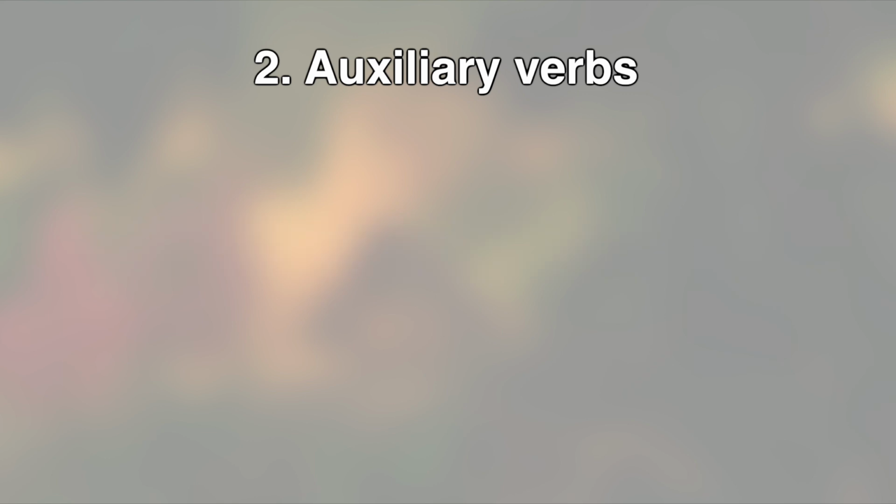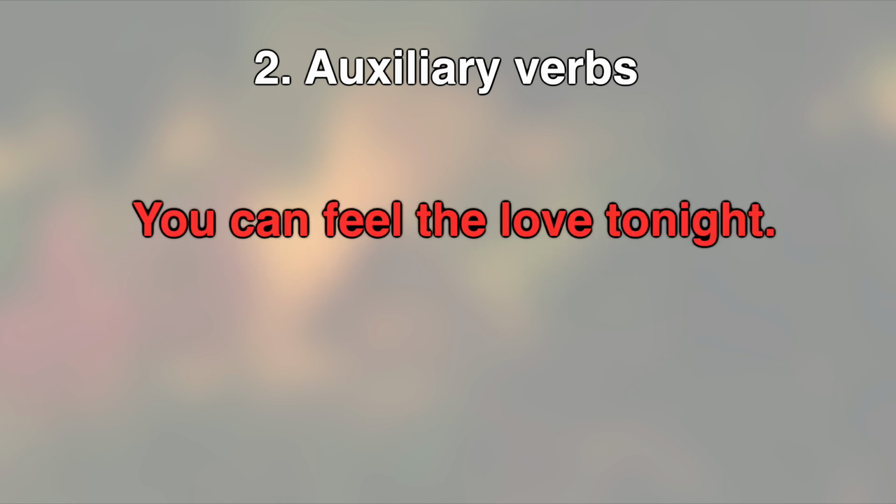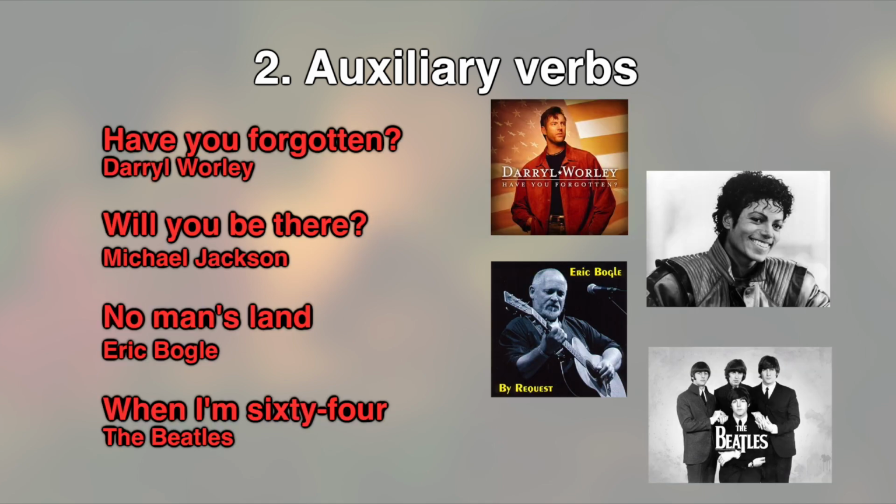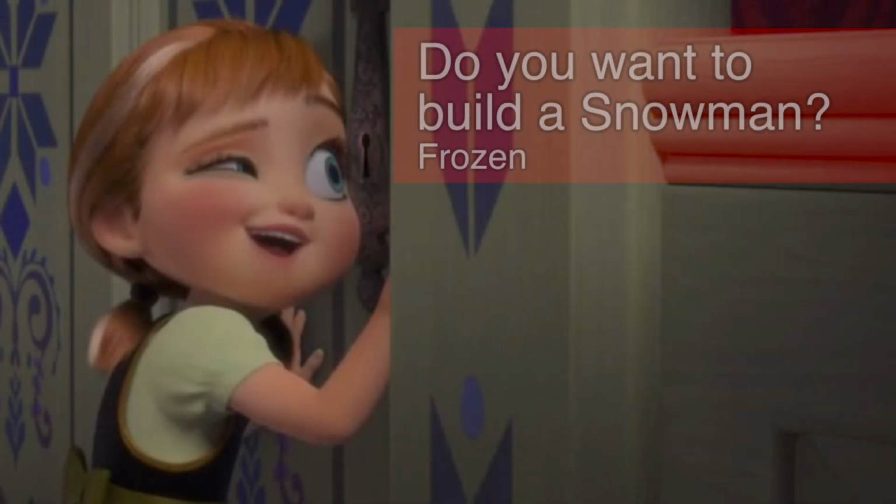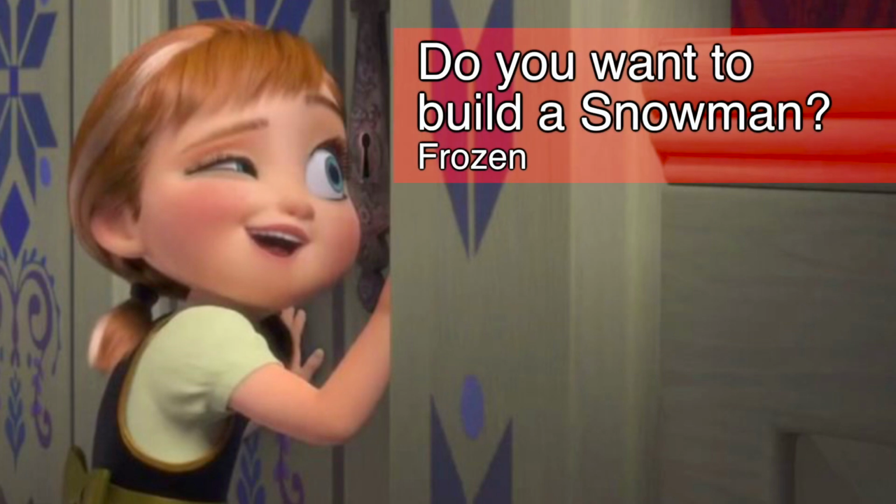So take the sentence, you can feel the love tonight. Now, in order to make a yes-no question out of this sentence, we simply take the first verb, can, and put it in front. We now have, can you feel the love tonight? And that's a question. Here are some other songs that can help you practice your questions with auxiliary verbs. Do you want to build a snowman?